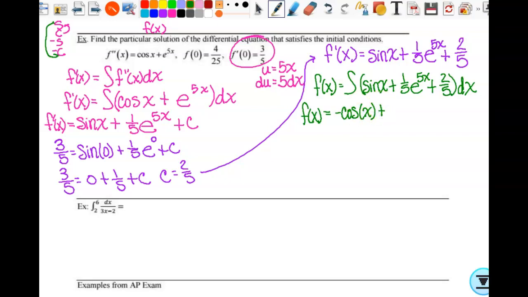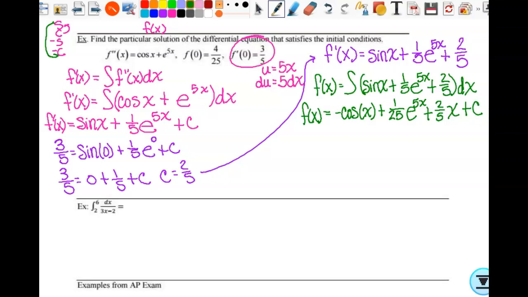plus, so I'm integrating e to the 5x, which means I multiply by 1/5 again. So it's going to give me 1/25 e to the 5x plus what? 2/5 x, right? Because it's a constant, so I stick an x on there. Then plus c.